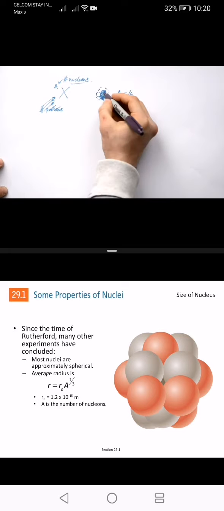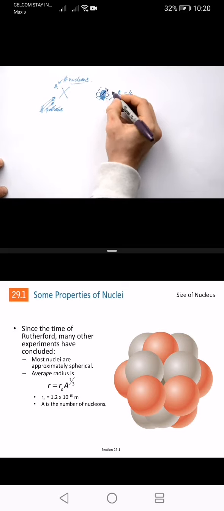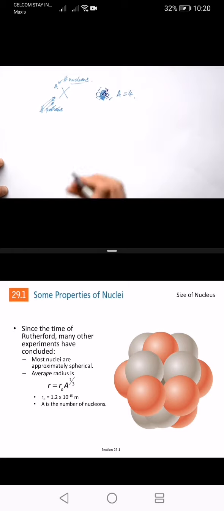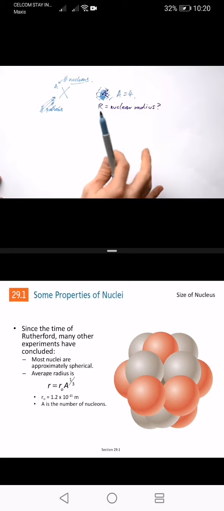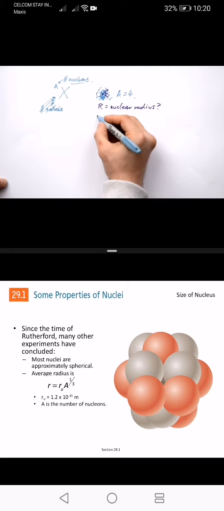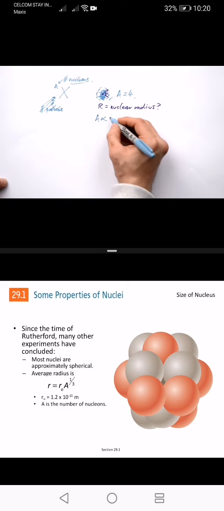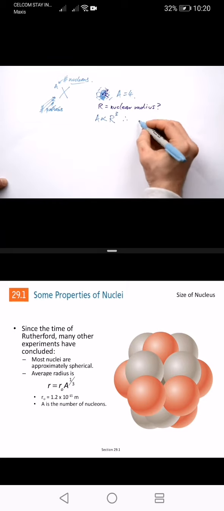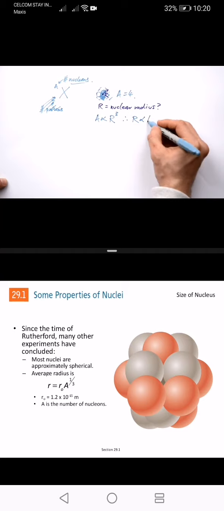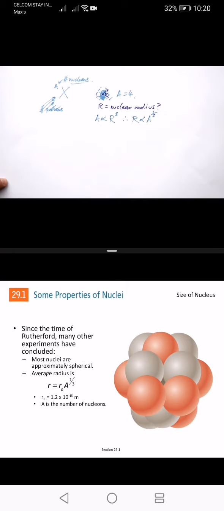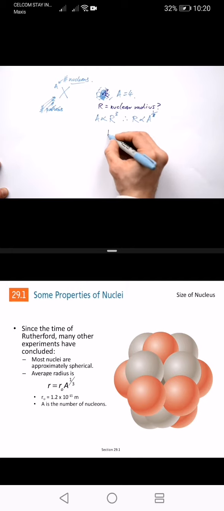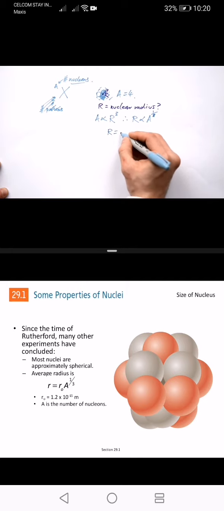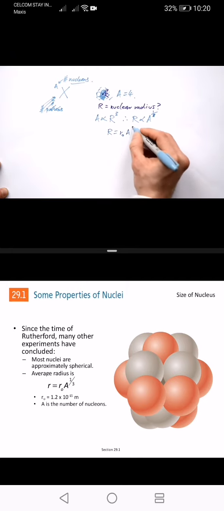So is there a way that we can calculate the radius of a nucleus? Now, because nuclei are generally spherical in shape, it figures that the number of nucleons is going to be proportional to r cubed. To put it the other way round, the radius of a nucleus is going to be proportional to the number of nucleons to the cube root. Naturally, we need a constant in here, and we call this constant R0.